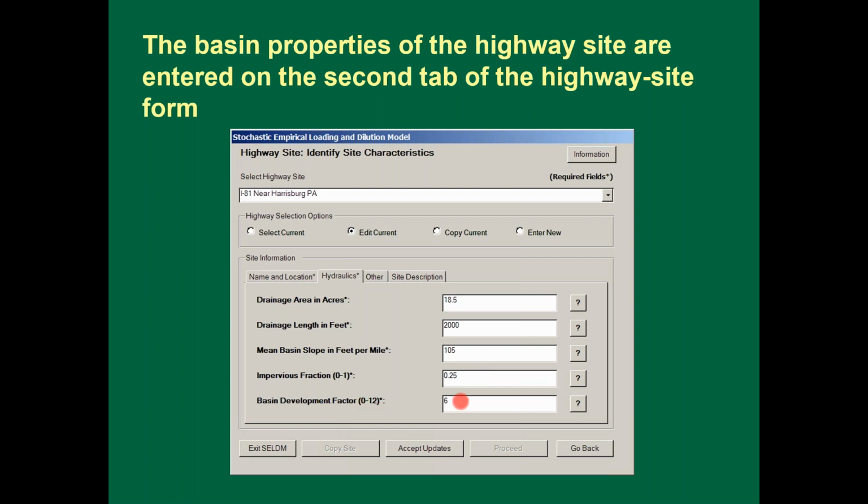And in this case, our basin development factor is 6 because there are some storm sewer links and drop inlets. But again, SELDM has a cheat code. If you put in -1 here, cheat codes, what kids use on video games to make their life easier, it just uses the impervious fraction for the timing of the highway hydrograph.